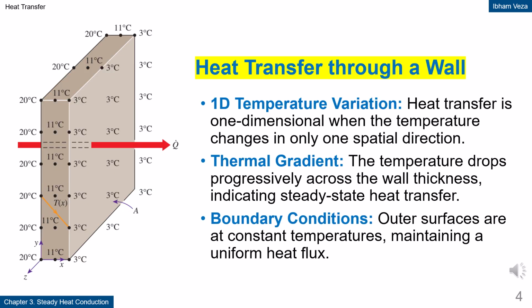Heat transfer through a wall. Heat transfer through this wall is assumed to be one-dimensional because the temperature changes only in one direction. The temperature profile decreases gradually from the hot side to the cold side. This condition indicates a steady-state system. The wall boundaries are kept at constant temperatures, so the heat flux remains uniform. This model becomes the basis for most flat wall conduction analyses.